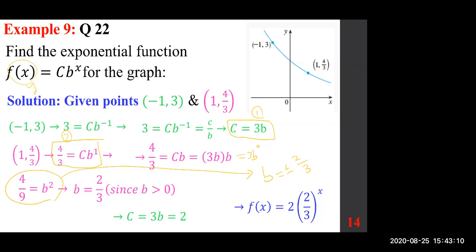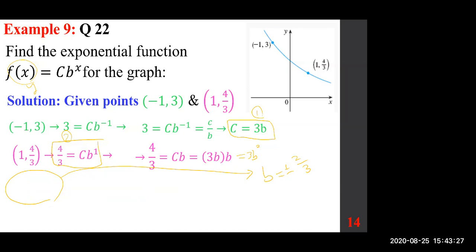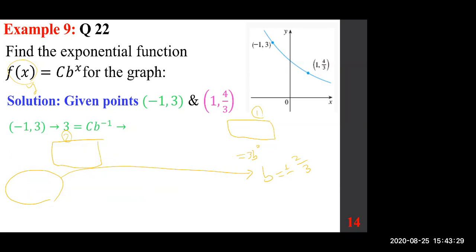Okay. Professor, a quick question. How did you get c equal to 3b again? Okay, let's go back to make sure everybody is following that. Which step are you talking about? Right here, c equals 3b, this step. Yes.